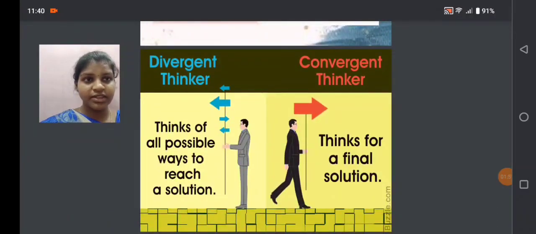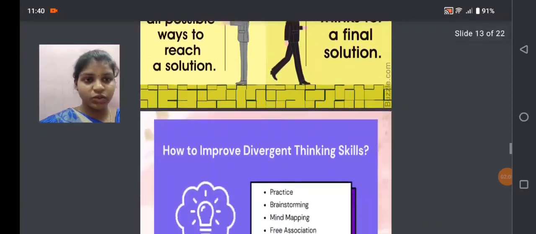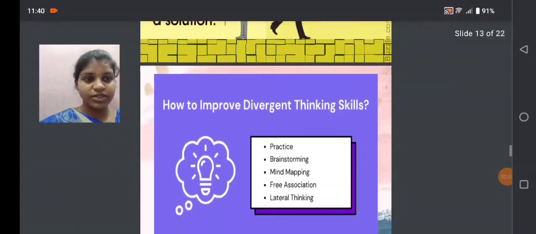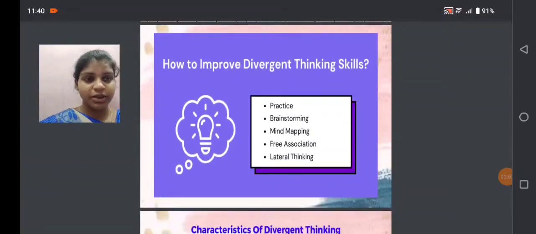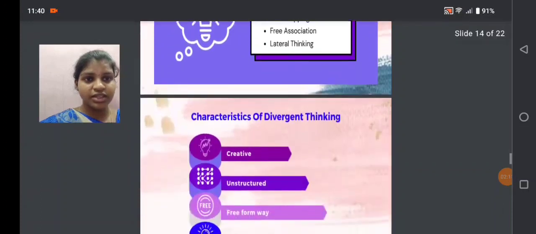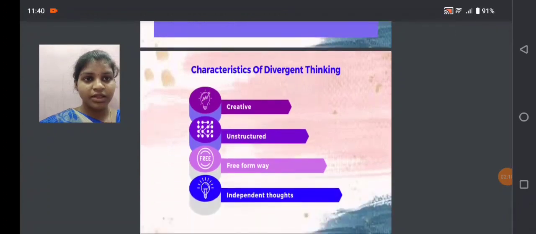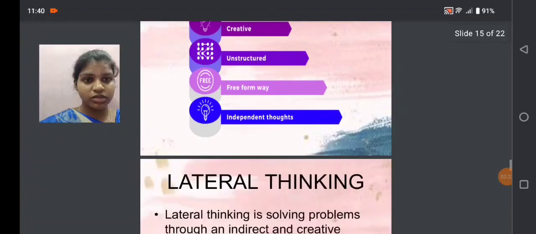Divergent thinking and convergent thinking. They differ in that divergent thinking explores all possible ways to reach a solution, while convergent thinkers aim for a final solution. How to improve divergent thinking skill? Practice brainstorming, mind mapping, free association, lateral thinking. Characteristics of divergent thinking: creativity, understanding, freeform way, independent thoughts.